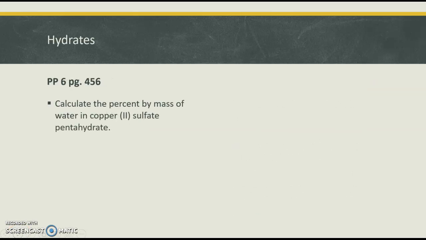Here's a second example. We need to calculate the percent by mass of water in copper 2 sulfate, pentahydrate. Again, using your knowledge of nomenclature, identify what you think the name or the molecular formula of this compound is going to be. Pause the video while you do that.